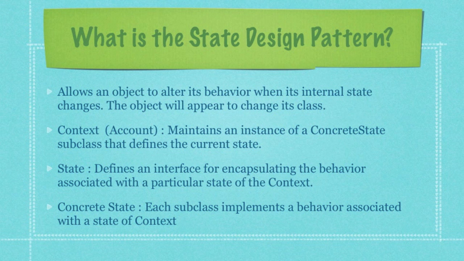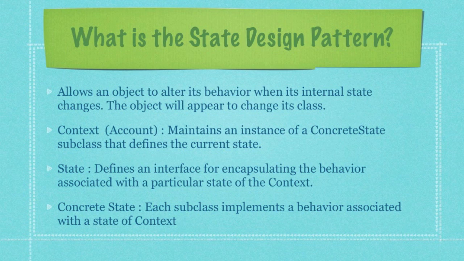And you're going to have three main parts, and this is probably going to be the most confusing slide that you see in this whole entire presentation. And of course, tons of code is going to follow this. First, you're going to have what is called the context or the account. What it's going to do is maintain an instance of a concrete state subclass that is going to define the current state. And if that makes no sense to you, it will when I start showing you pictures here in a second. Then you're going to have the state, which defines an interface for encapsulating the behavior associated with a particular state of the context. And then you have the concrete state. Each subclass is going to implement a behavior associated with a state of the context.